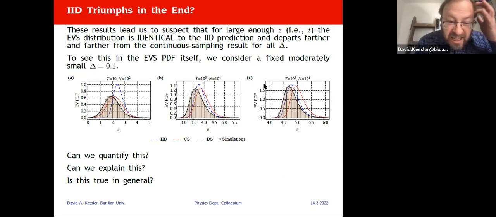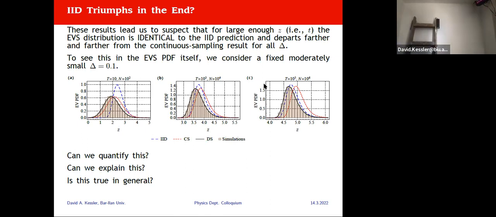You can see that if you look at the distribution itself. We actually measured the distribution for a particular case, keeping delta fixed at 0.01, 0.1, so it's a small number. If you look at 100 samples, so it's a short time, then the Majumdar prediction is this red line. That's the continuous thing. The IID prediction would be that. The black line is the true answer. You see that the delta equals 0 limit is much closer to the truth. But now all I do is take the same delta and make time bigger.